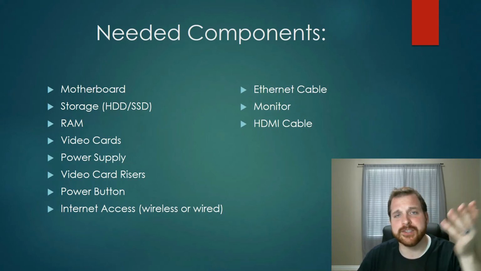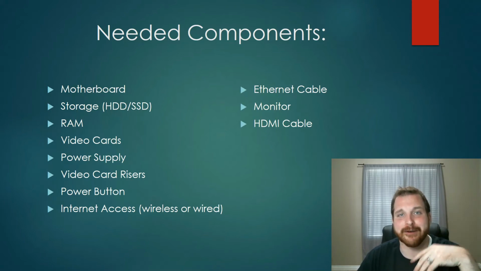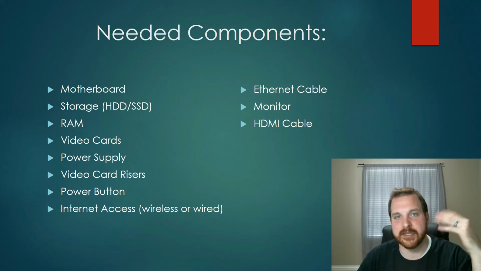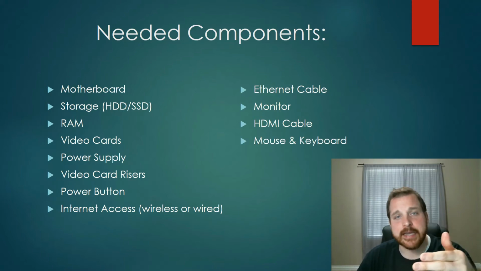Most monitors these days don't come with HDMI cables. They come with the old school VGA cables still. I guess they have a surplus and are trying to get rid of them. I don't know. But you'll need to buy a separate HDMI cable unless it specifies that it comes with its own HDMI. And then a mouse and a keyboard.